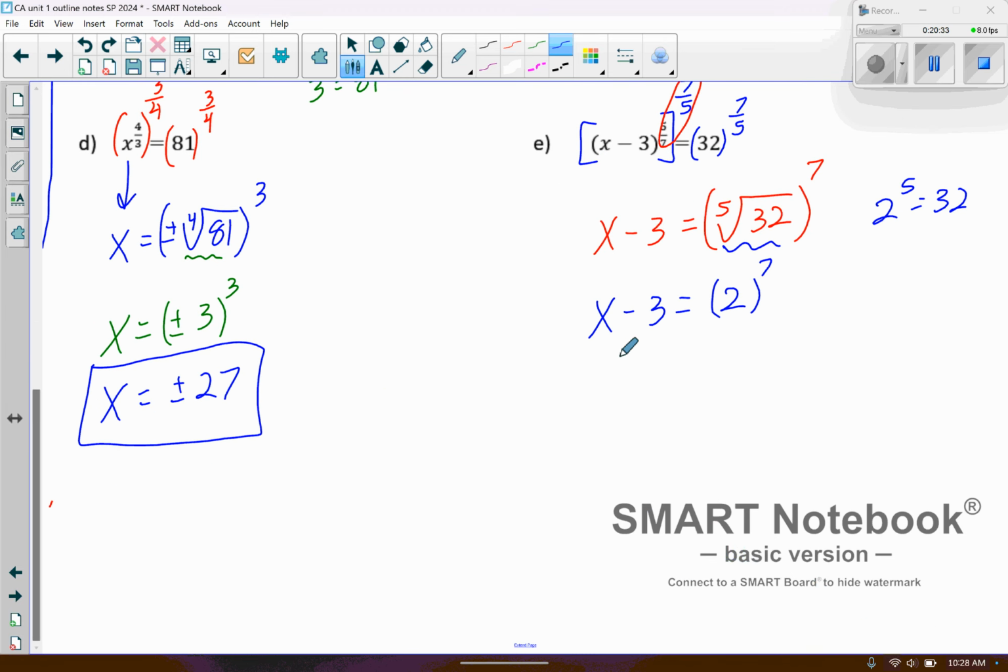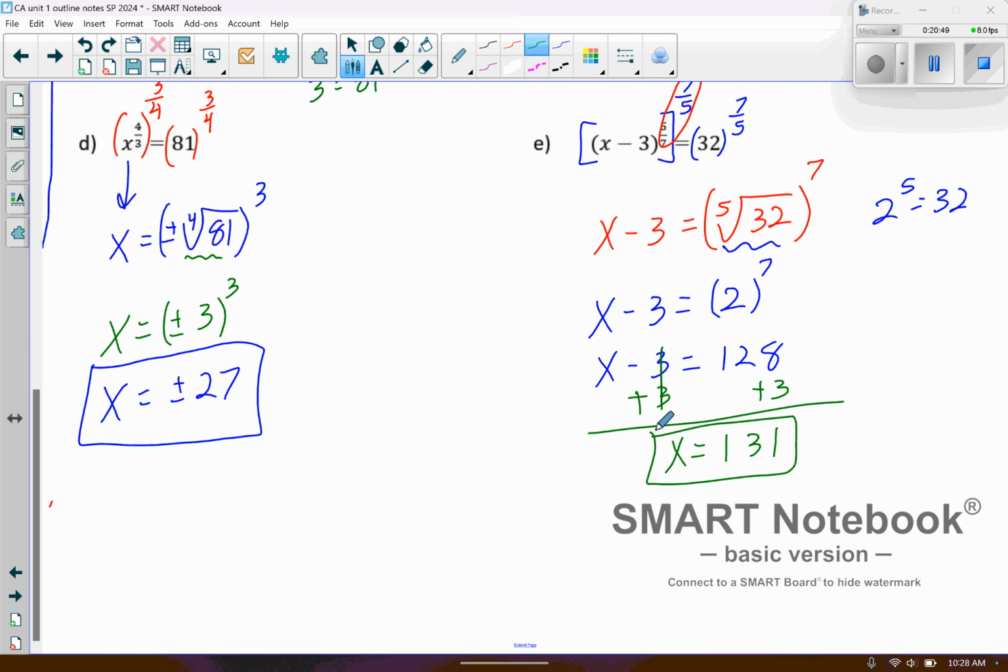So let's see, this is going to be x minus 3 equals 128. And then we'll go ahead and add 3 to both sides. And let's see, we're going to get x equals 131. And there we are. There's my solution.